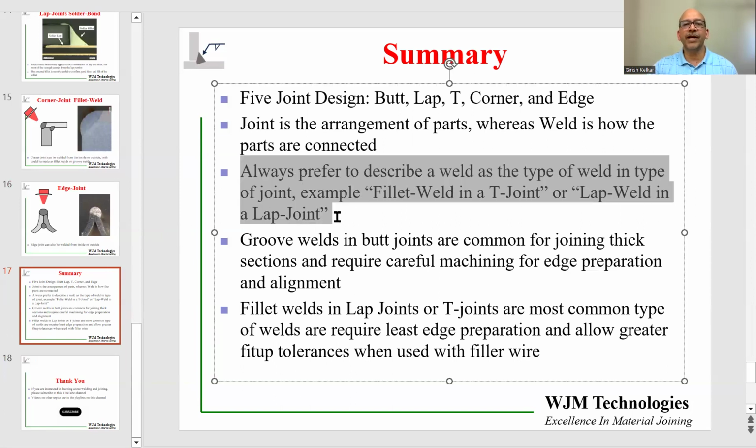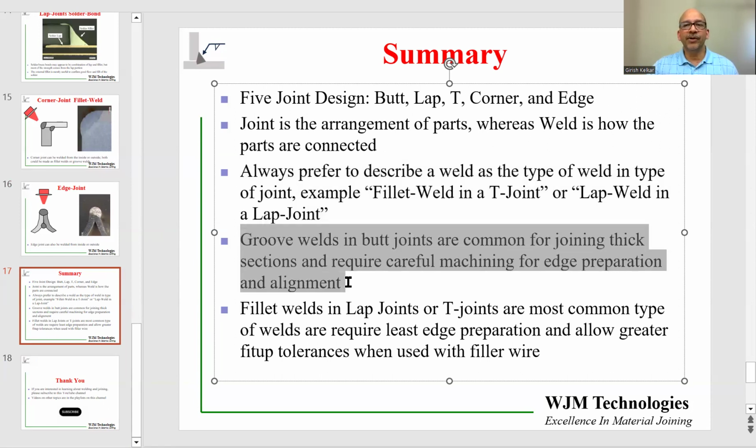So it's always a good idea to describe the weld as a type of weld in a type of joint. For example, you should say, we are making a fillet weld in a T-joint, or we are making a lap weld in a lap joint. So that will keep matters clear.